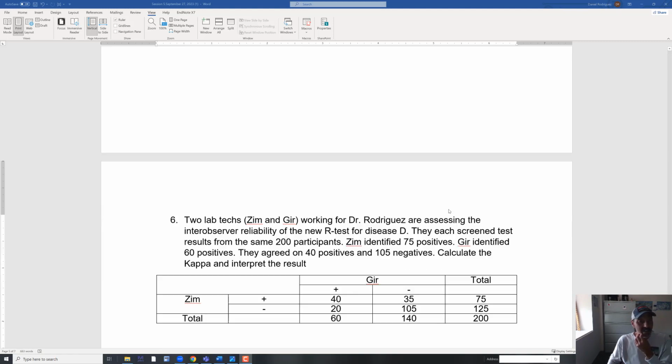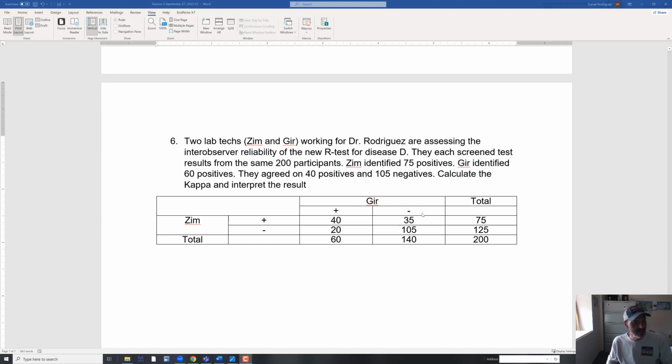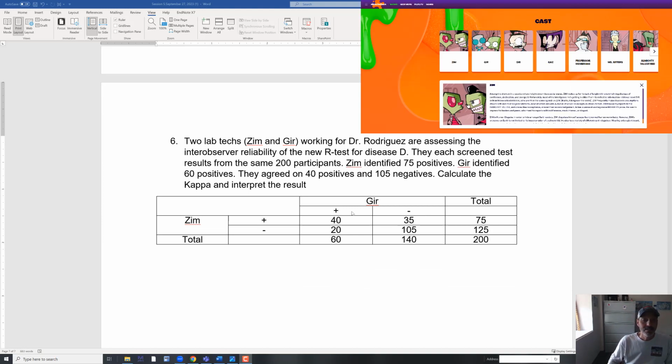Let's do an example here. So I'm a big fan of Invader Zim. I don't know if any of you are. So I was thinking of my two lab techs, Zim and Gur, working for Dr. Rodriguez.